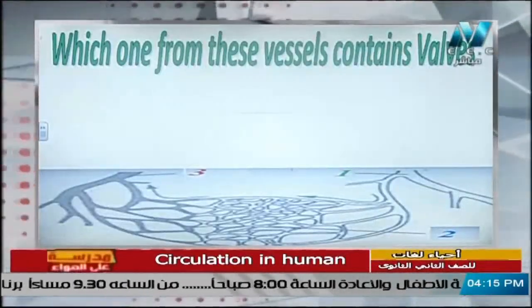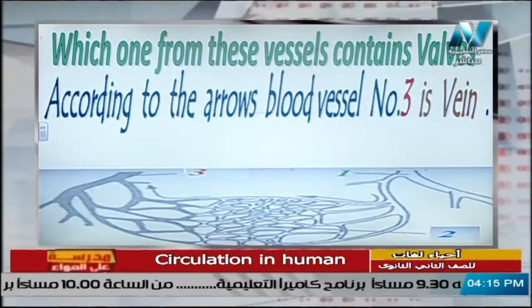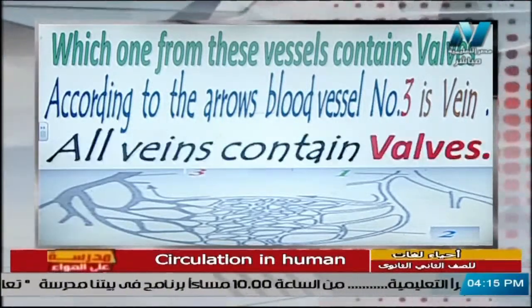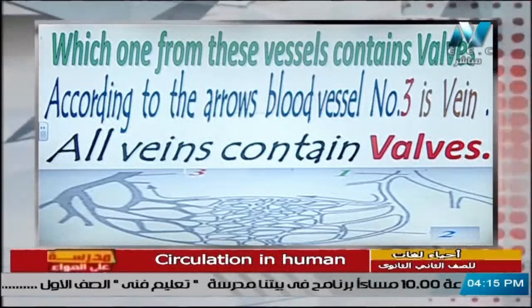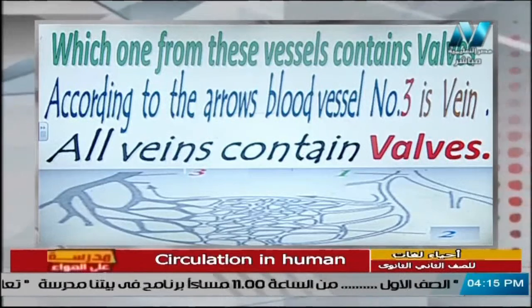So when the question asks which one has valves, 1 or 2 or 3, according to the arrows' direction we know number 3 is a vein. So veins contain valves. The answer to this question: according to the arrows, blood vessel number 3 is a vein, so all veins contain valves, as we know from the student's book. Okay.